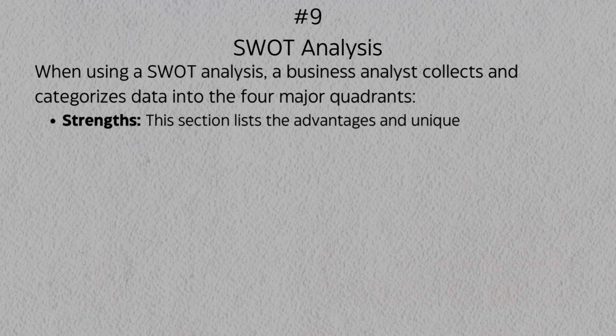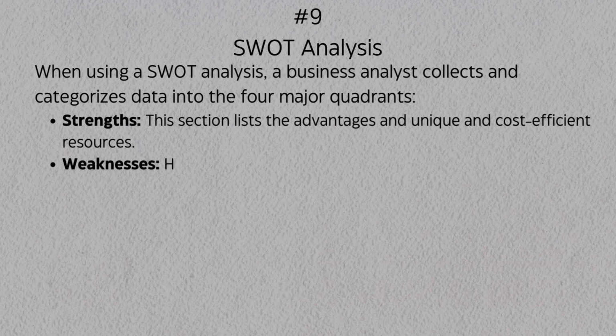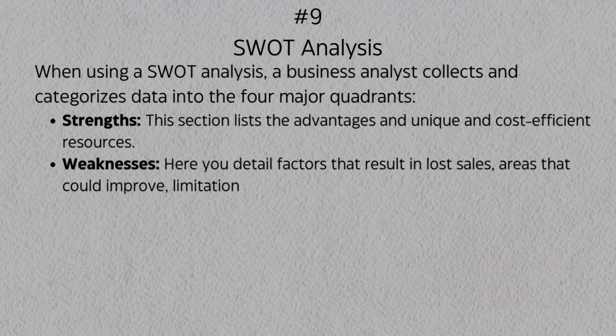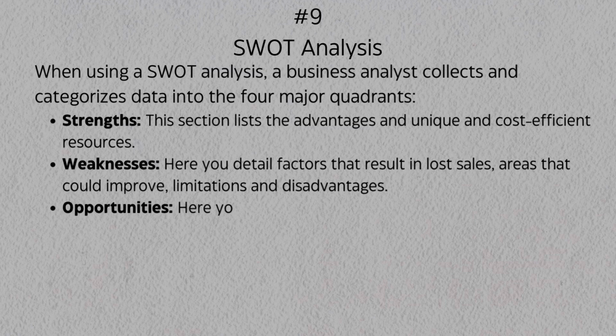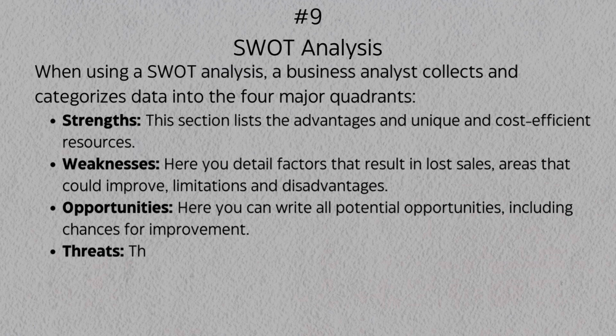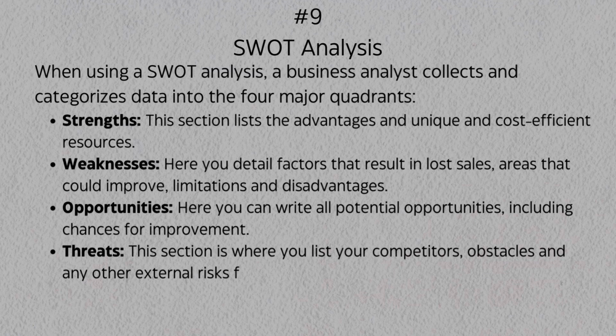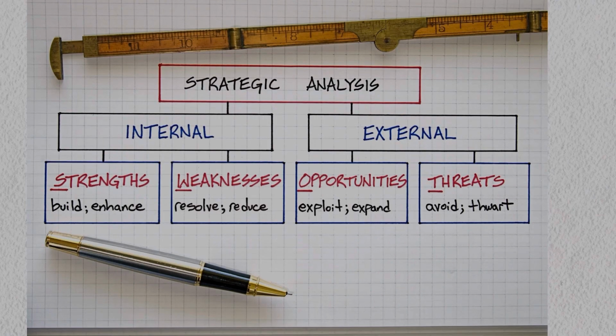S stands for strengths, which lists down the advantages and unique drivers for the company. Weakness is the areas of improvement. Opportunity is all the chances that we can improve and gain better market share. And threat is external factors such as competition, obstacles, tax rules, etc.